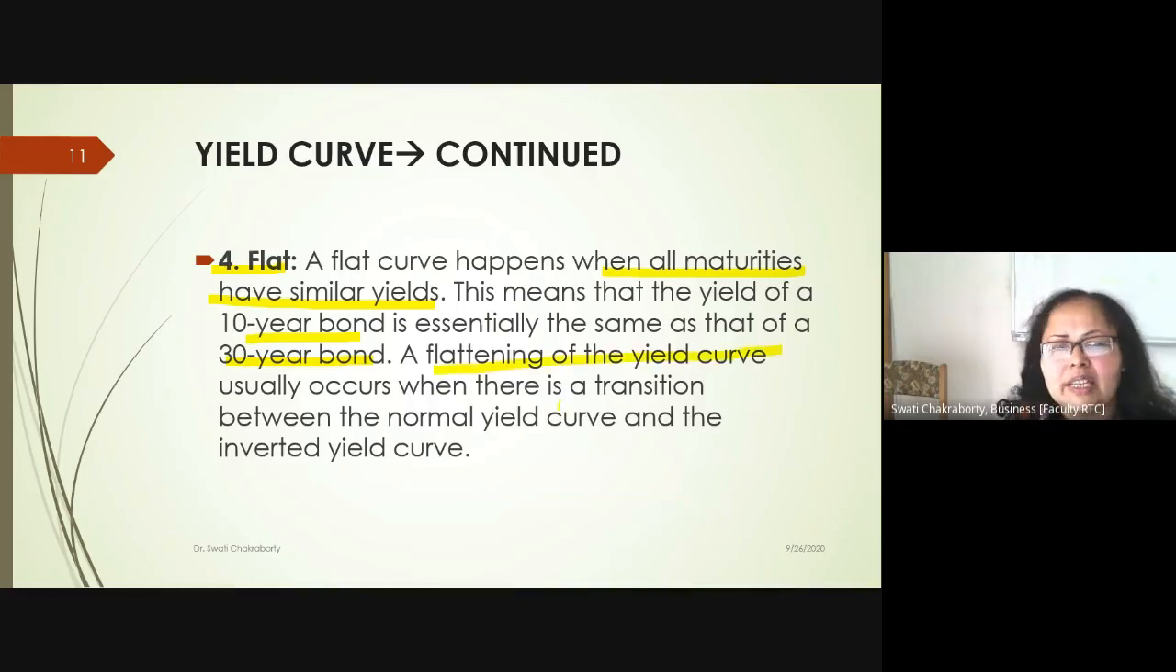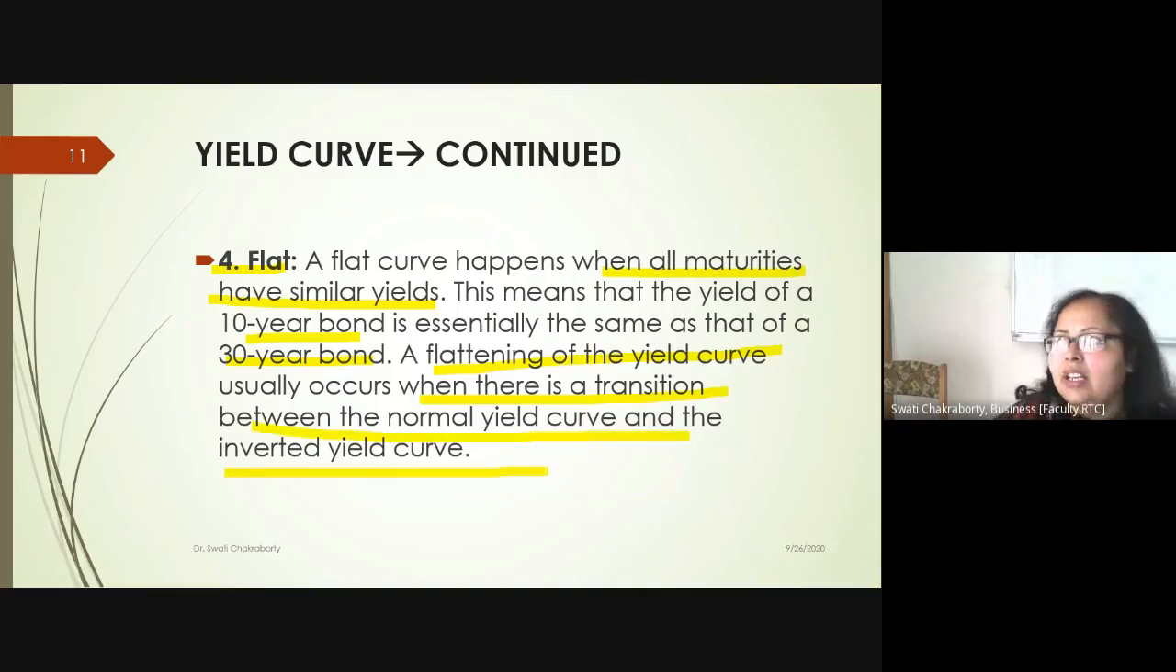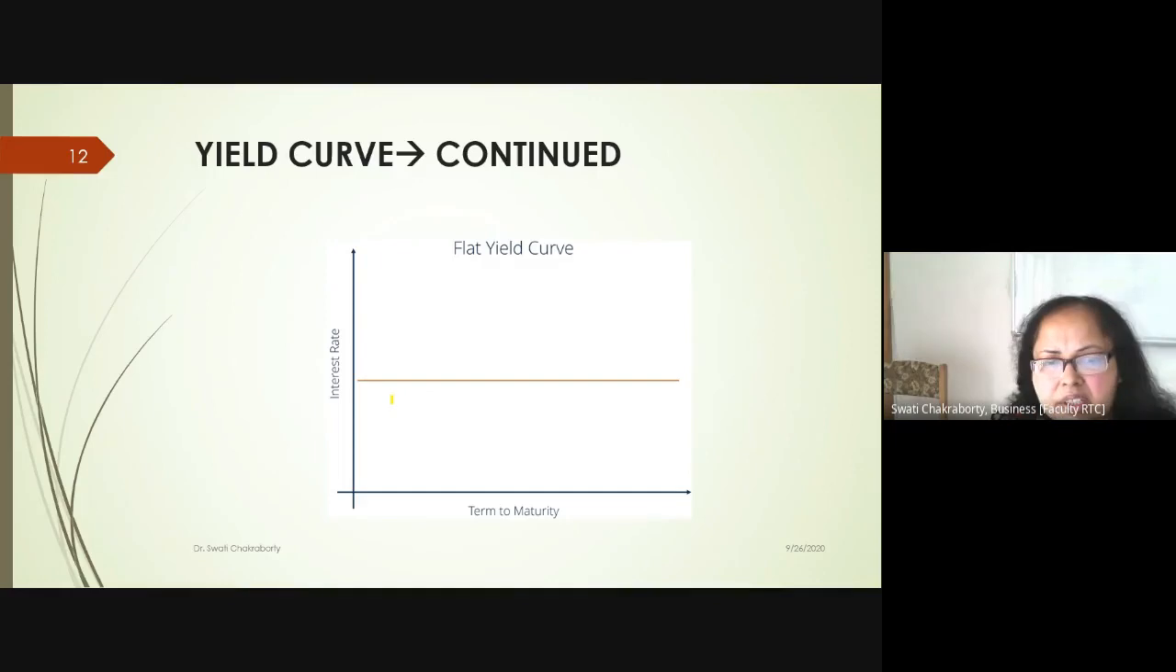Flattening of the yield curve happens when there is a transition between the normal yield curve and the inverted yield curve. So when the economy comes out of a downturn and the normal situation returns, right? When the economy is reviving and coming back to normal, during that transition you get a situation where all the maturities have the same yields. This is how it goes, right?